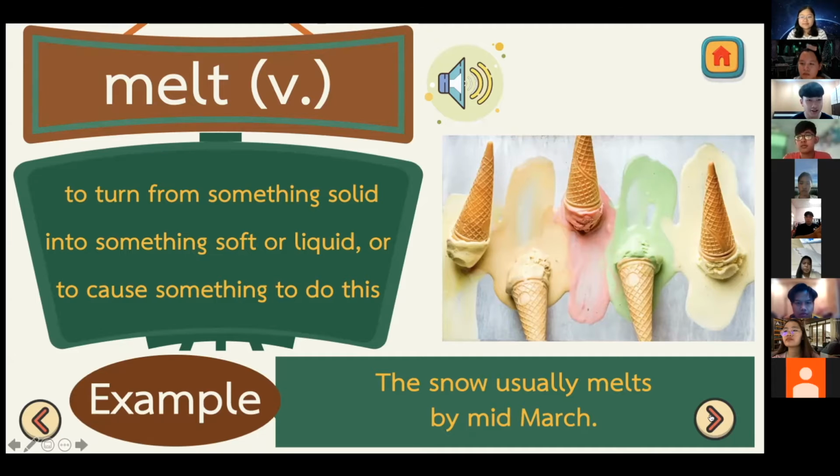Okay, good job. Melt, which means to change from solid to a liquid state, usually by heat, like ice into liquid water. For example, the snow usually melts by mid-March. Tang Thai, can you read this example again? Yes. The snow usually melts by mid-March. Okay, good job. Let's move to the next word.